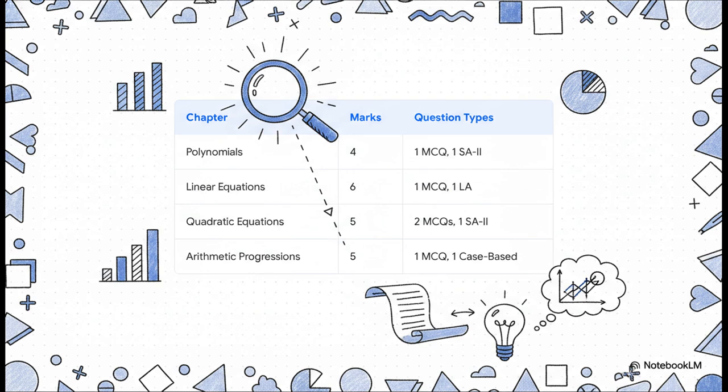But wait, we can drill down even deeper. Let's zoom right into algebra, that 20-mark giant. See that? The marks are spread out pretty specifically. Linear equations is where you'll most likely find a high-value 5-mark question. And arithmetic progressions, that often shows up as one of those case-based problems. This kind of detail is a total game changer because it lets you practice not just what to study, but how they're going to ask it.